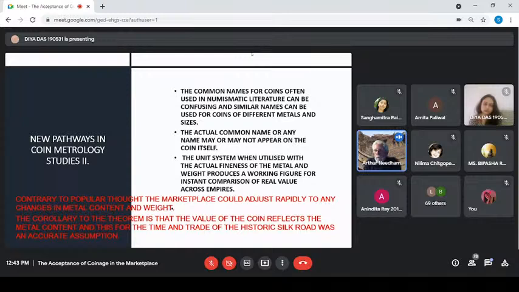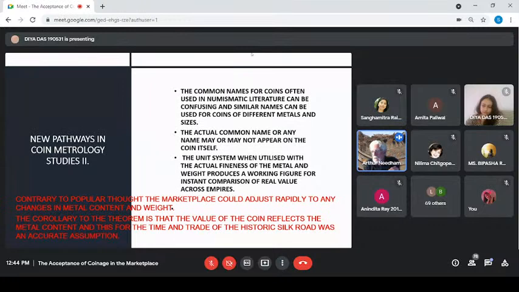Someone can come up and say, look, I've got this tanker. It can be silver, it can be copper, it can be 20 grams, it can be 9 grams. Ridiculous. The actual common name, or any name, may or may not appear on the coin itself. Most of the early coins never had a name on them. They weren't called rupees. Even in Roman times, they still don't know the name in all the Roman coinage.